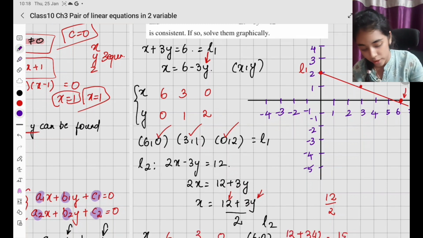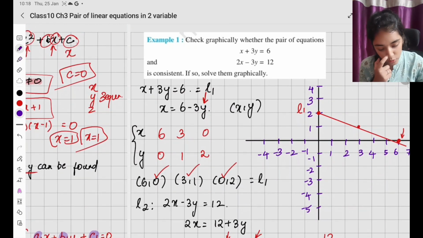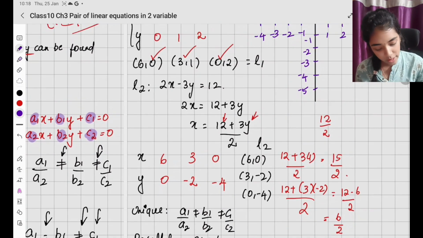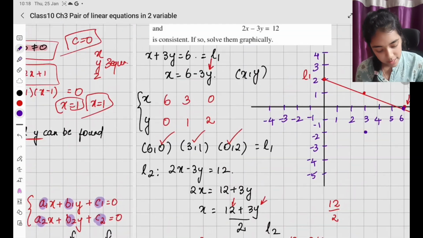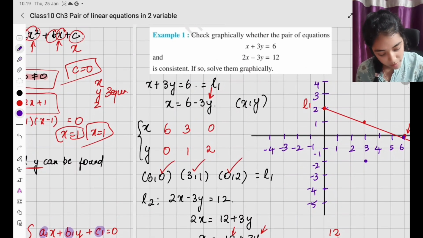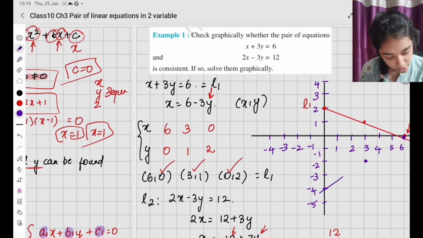Okay, now line 2 and then the points we have 6, 0. Where is 6, 0? It is going to be again on the x-axis. So you have 6, 0. Then you have 3, -2. Where is 3, -2? 3, -2 is going to be here. Then you have 0, -4. So when I join these three points, I'm going to have this particular line. So this is going to be line 2.